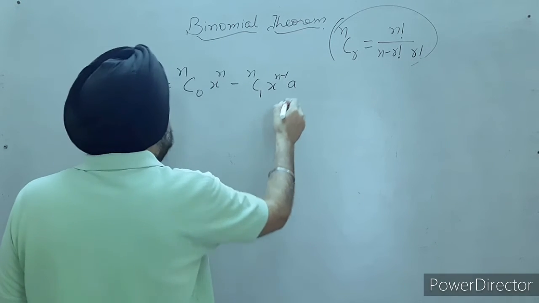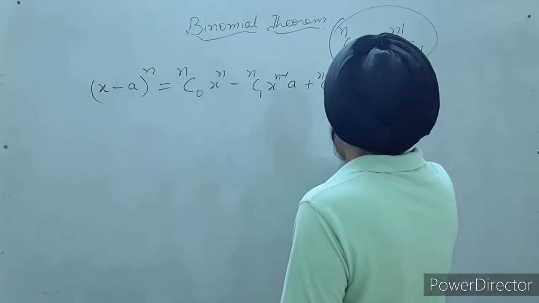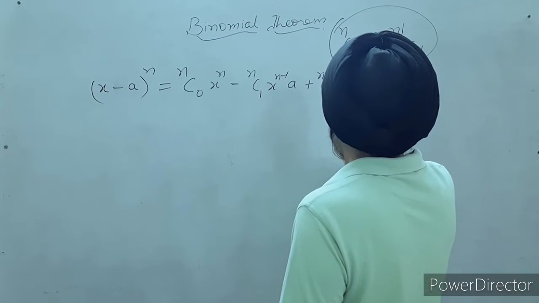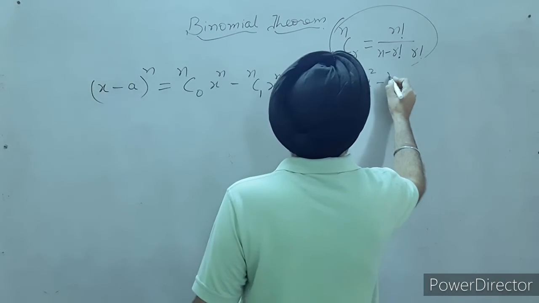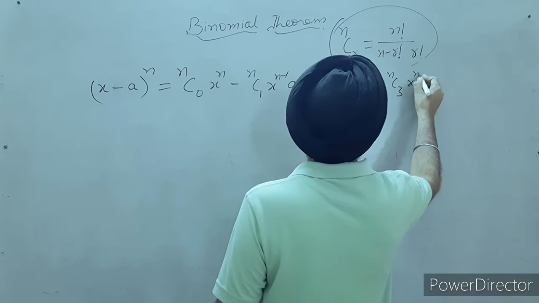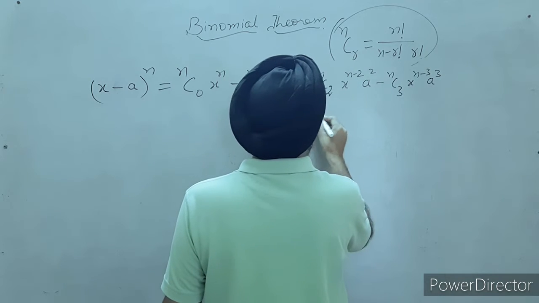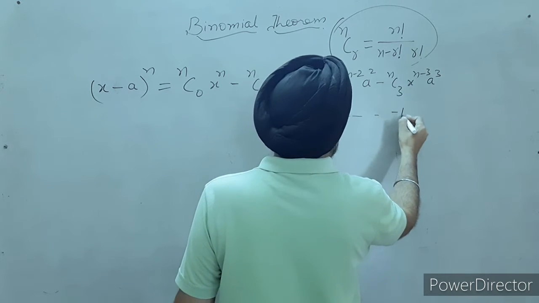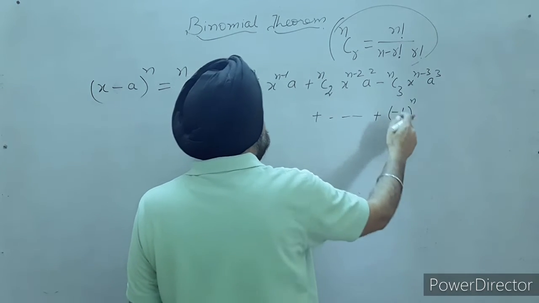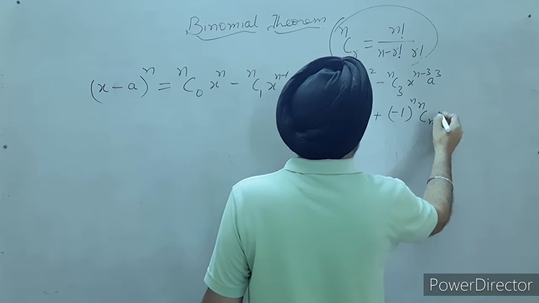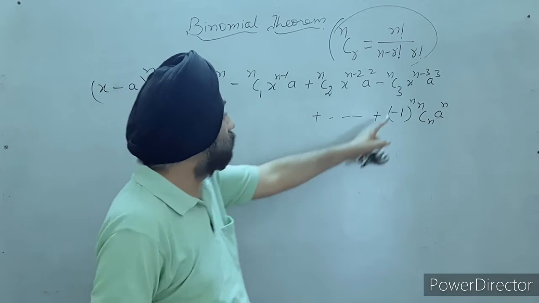1 into a plus nC2 x to the power n minus 2 into a square minus nC3 x to the power n minus 3 a cube, and so on, till I will write here minus 1 raised to power n with a plus sign, minus 1 raised to power n nCn a to the power n. Why have I written minus 1 to the power n?